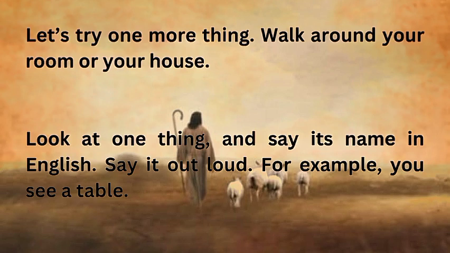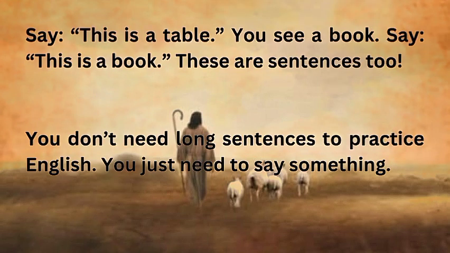Let's try one more thing. Walk around your room or your house. Look at one thing and say its name in English. Say it out loud. For example, you see a table. Say, "This is a table." You see a book. Say, "This is a book." These are sentences too. You don't need long sentences to practice English. You just need to say something.